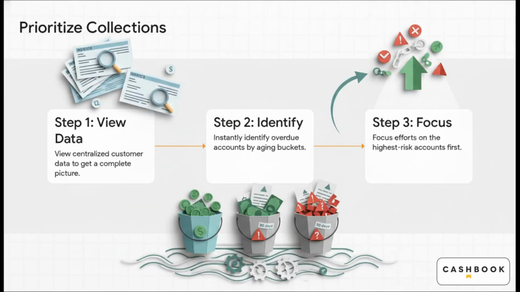So how does that proactive part actually work? Well, one of the key tools is something called aging buckets. Instead of looking at one giant overwhelming list of overdue invoices, Cashbook automatically sorts them for you. Who's 30 days late? Who's 60? Who's 90 plus? This instantly shows you where the biggest problems are, so your team knows exactly where to focus their energy for the biggest impact.